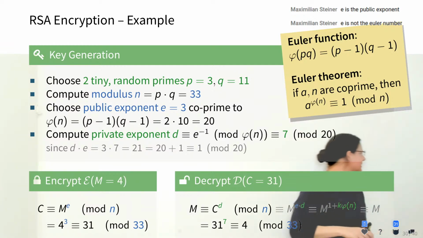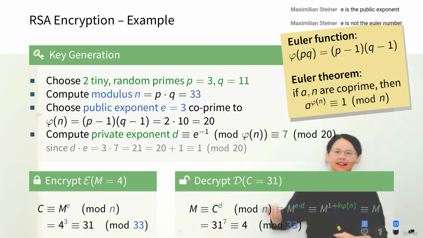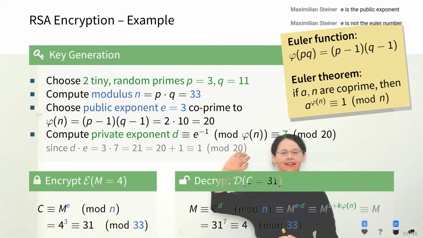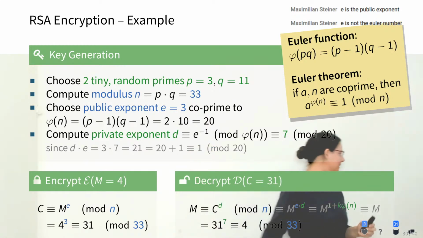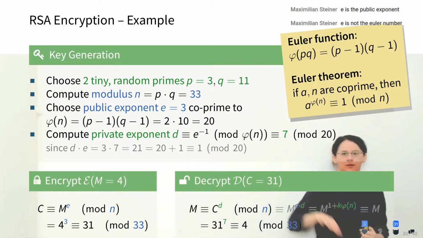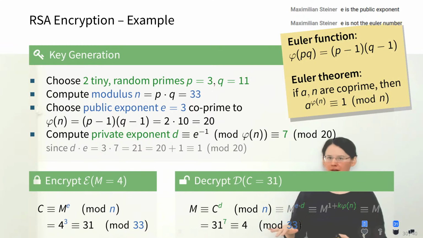Okay, e is not the Euler number. That's maybe an important point for the explanation here. So e is just the name of an integer we pick here, for example, 3 or something else. So again, to clarify, at no point in any of these implementations will you find a floating point number.